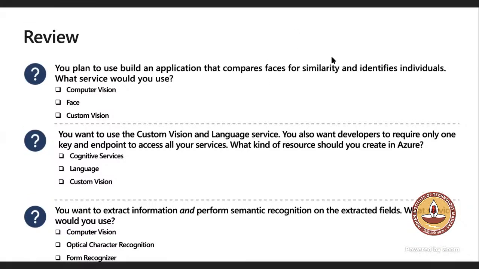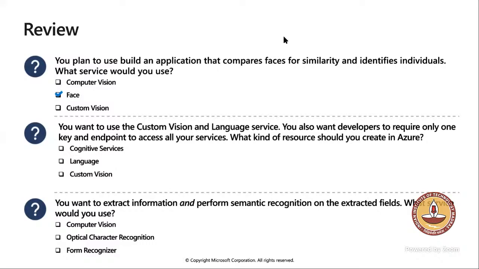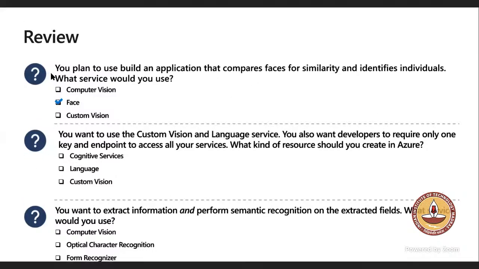First one is custom vision. Okay, so what is custom vision? Computer vision, okay. You plan to build an application that compares faces for similarity and identifies individuals. What service would you use? This is a service by Azure. There is something called Face. If they are asking what service would you use, then be careful, because computer vision is not a service. It's a technique or something like that. So probably something out of these two can be answered. But here they use Face. So Face service will be there, in which you can do this.